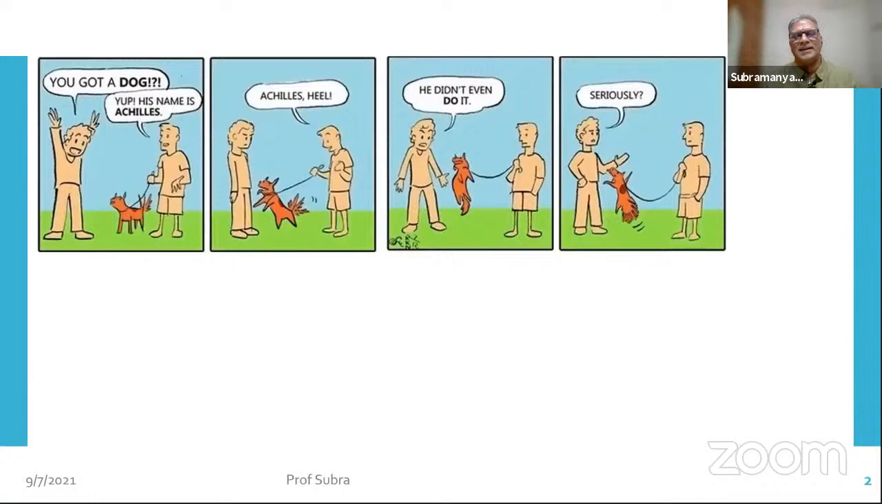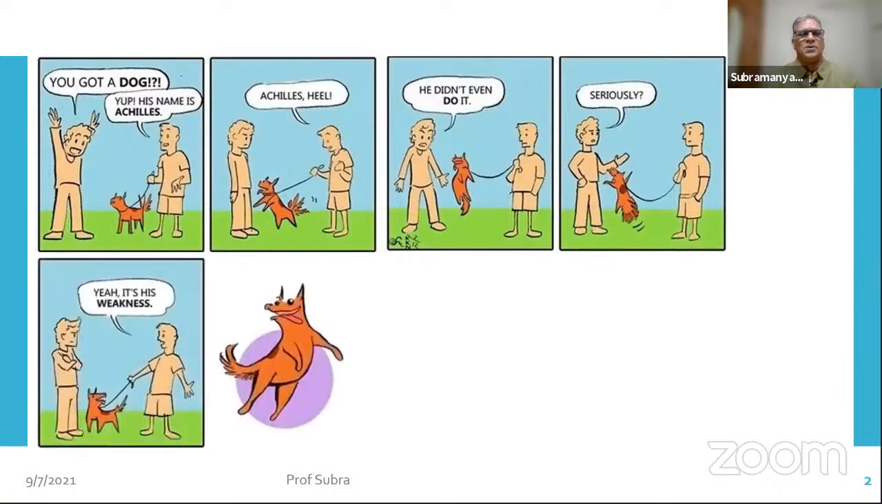Nandini was telling you, I have a great sense of humor. I love cartoons. I love cartooning. So I thought I should begin with a cartoon where you can see a guy introducing his dog, and he has called his dog Achilles. And he says, Achilles, heel. And the friend notices and says, oh, he didn't even do it. Seriously. So he says, that's his weakness. The name of the dog is Achilles, and the weakness is that it is not able to heel.